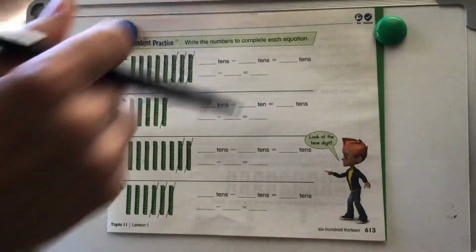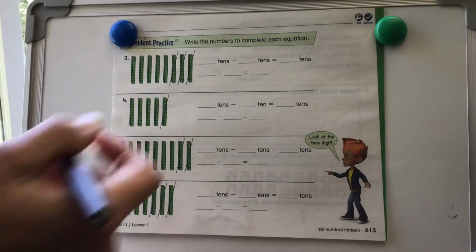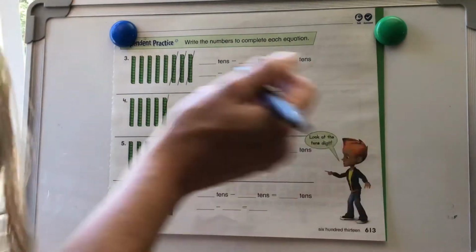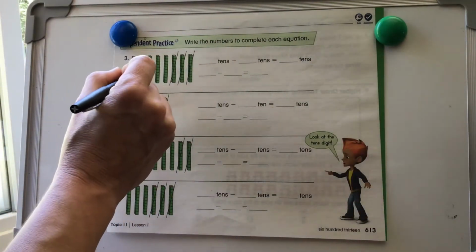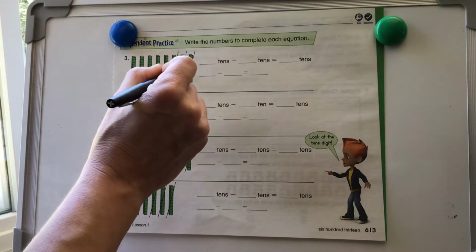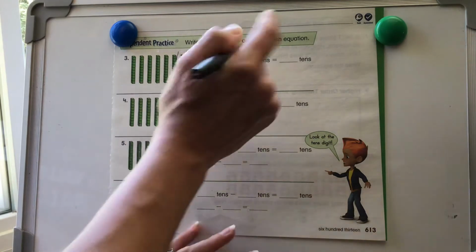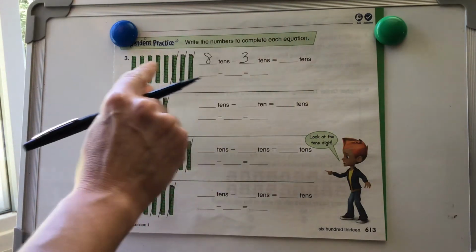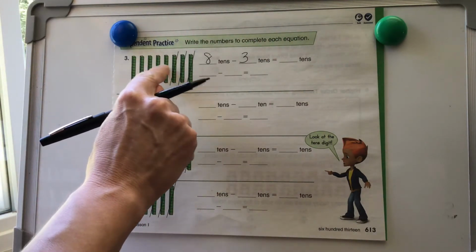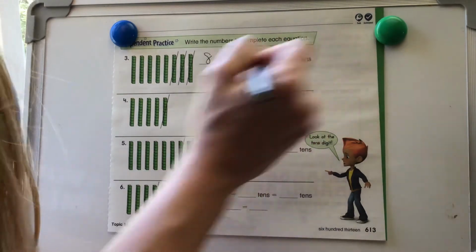Again, you can do this all by yourself and come back and check it, or you're welcome to do it with me. All right, let's see how many tens we have. 1, 2, 3, 4, 5, 6, 7, 8. We have 8 10 sticks, and we're taking away 1, 2, 3 10 sticks. So let's see how many we have left. 1, 2, 3, 4, 5. We have 5 tens left.